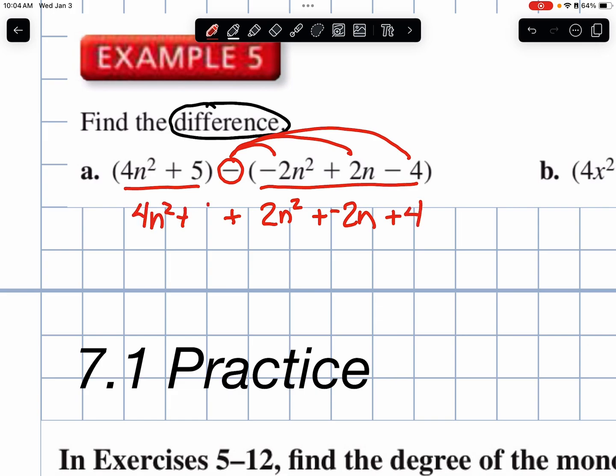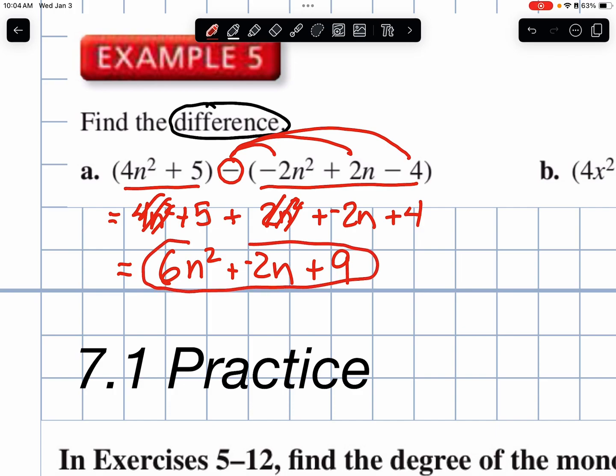So now I just collect my like terms. Again, I've got a 4n squared and a 2n squared. If we add those up, I get a 6n squared. Okay? That's gone. I now have a 2n. Looks like that's the only n term. So I have a negative 2n. And then we have a 5 plus a 4, which is a 9. There's my trinomial with degree 2.